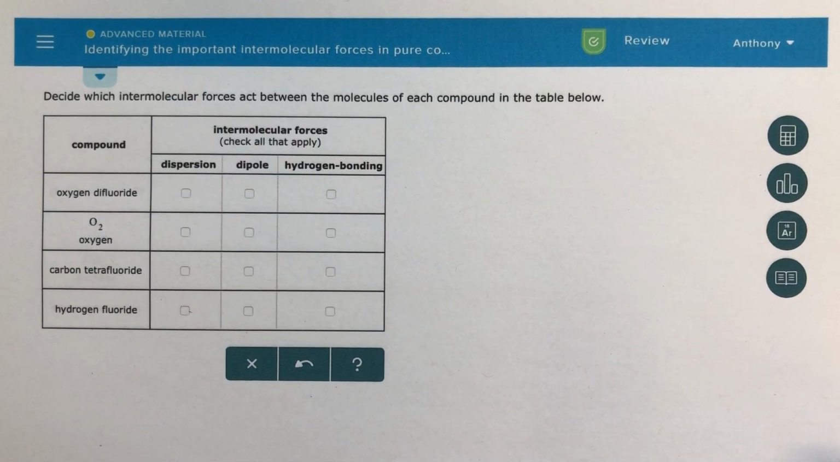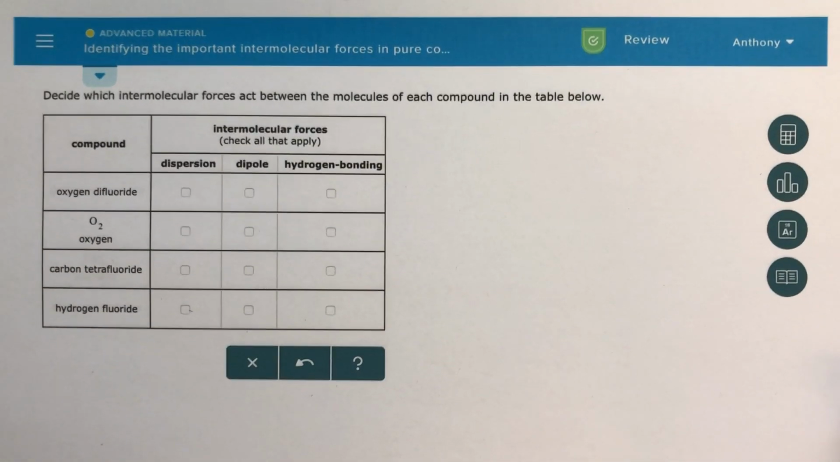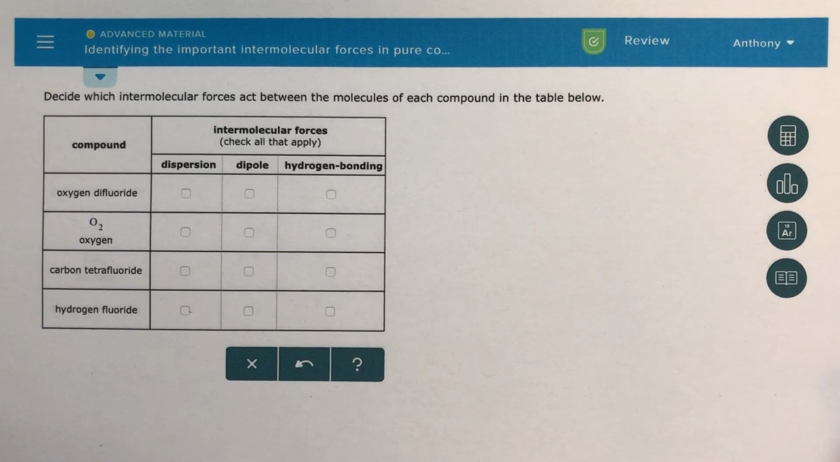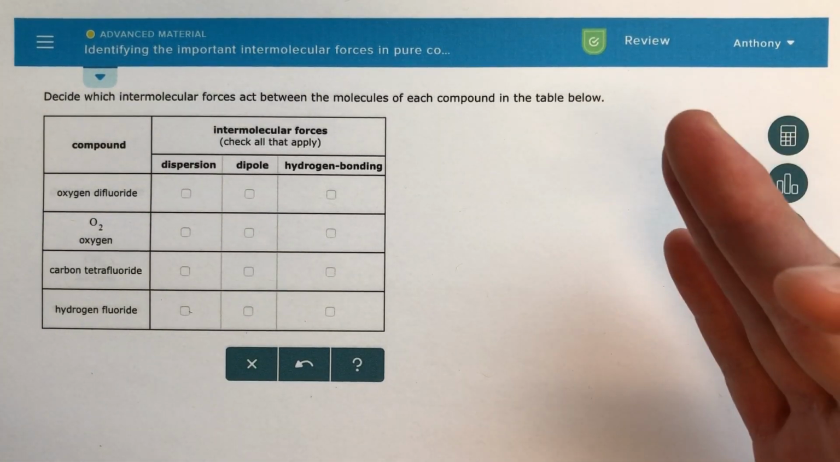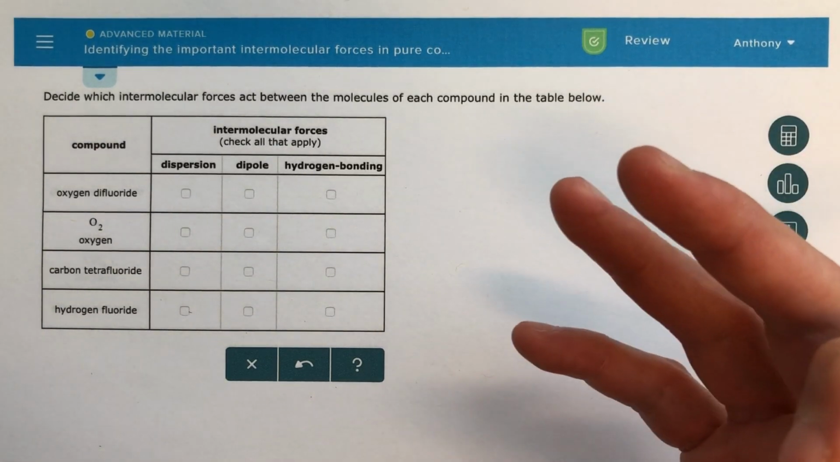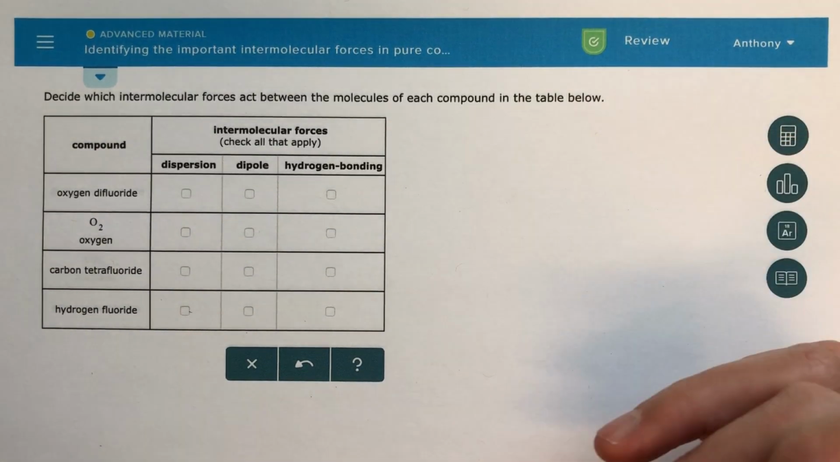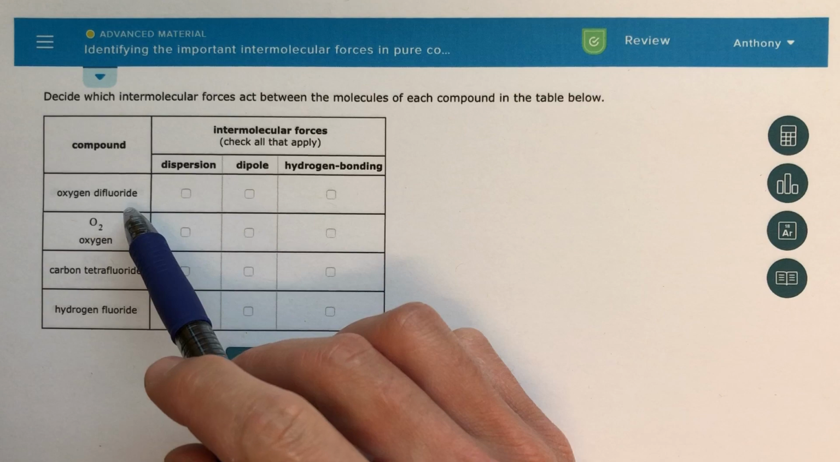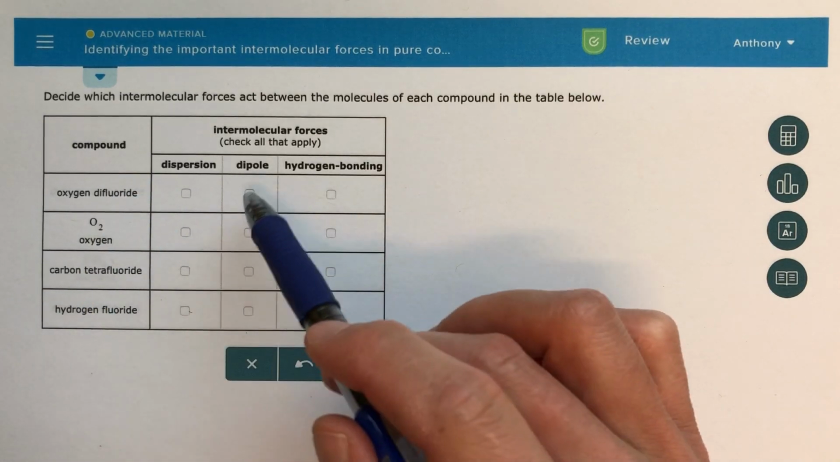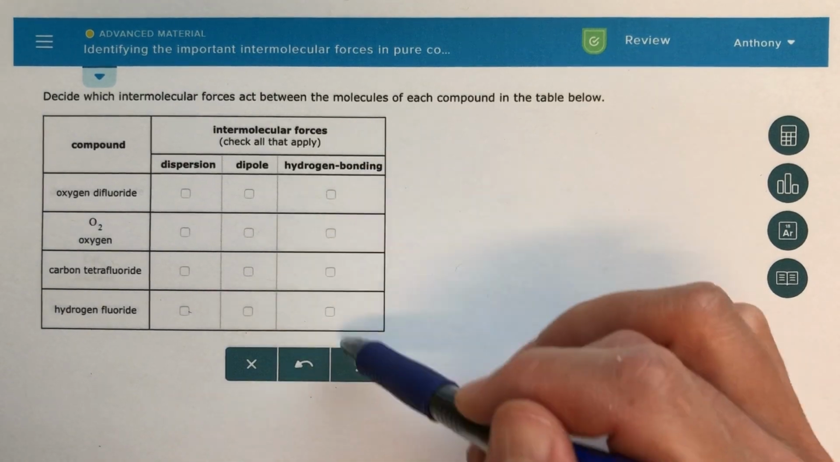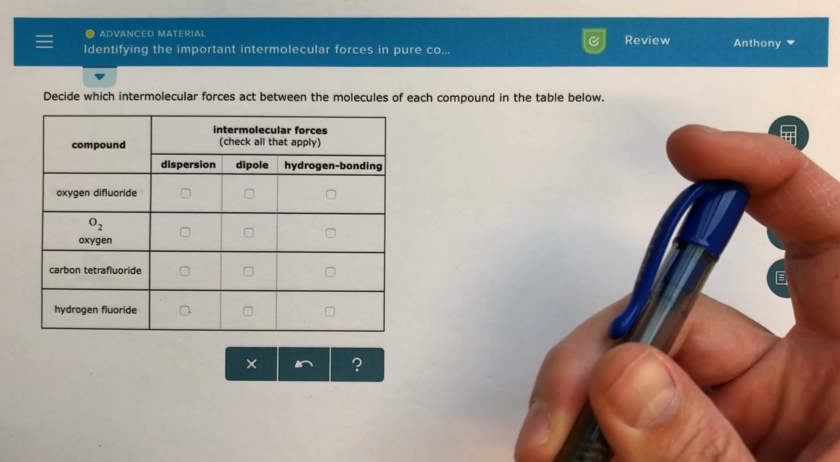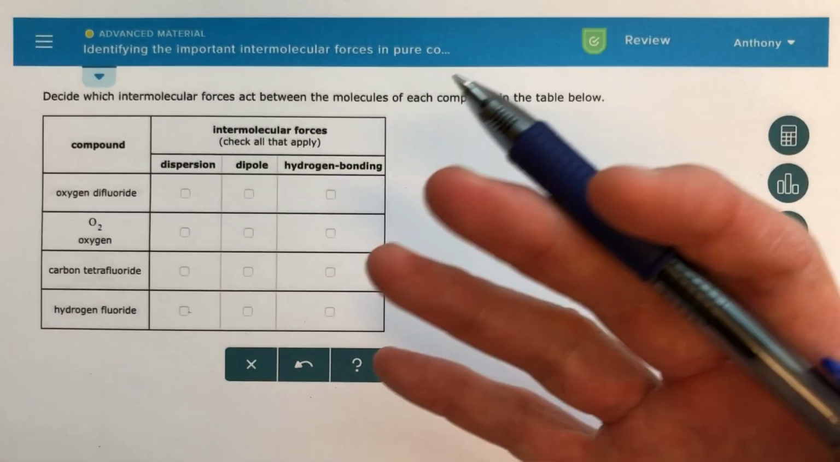All right, so this is an ALEKS topic that's called Identifying the Important Intermolecular Forces in Pure Compounds. This is a great topic because it really gets to the ideas of intermolecular forces and trying to identify them, which I think is really important. So in this problem, we're asked to look at these different compounds and then choose: do they have dispersion forces, do they have dipole-dipole interactions, and do they have hydrogen bonding? Those are going to be our three main types of intermolecular forces.